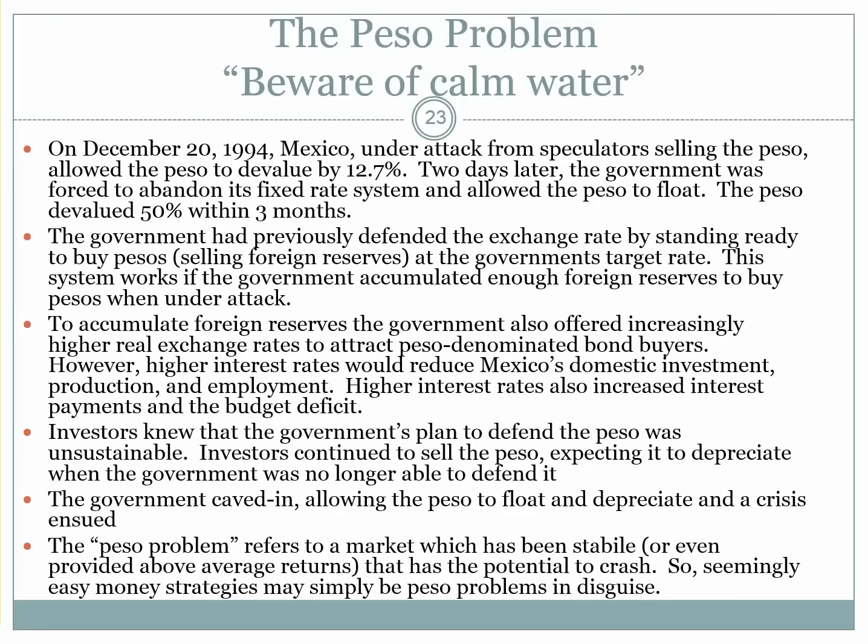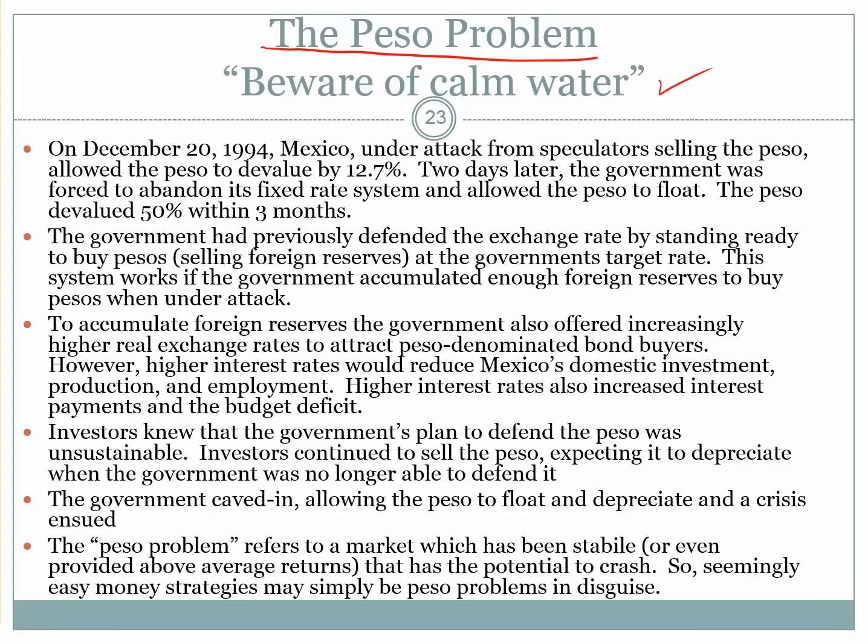Related to currencies, one historical event that people talk about is 1994 Mexico, and they call this the Peso Problem. And I'll put a subtitle on that: Beware of Calm Waters. So this is a country that was trying to maintain an exchange rate. They're worried about a rapid devaluation of the currency and a currency crisis, like I talked about at the beginning of this topic.